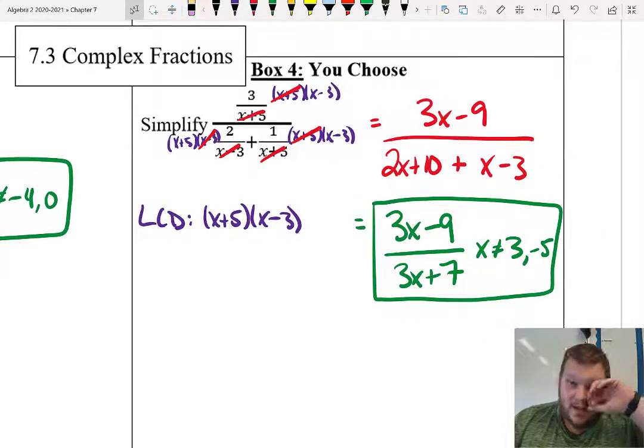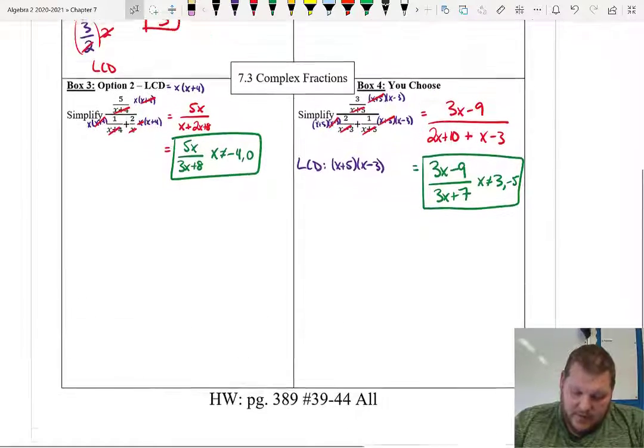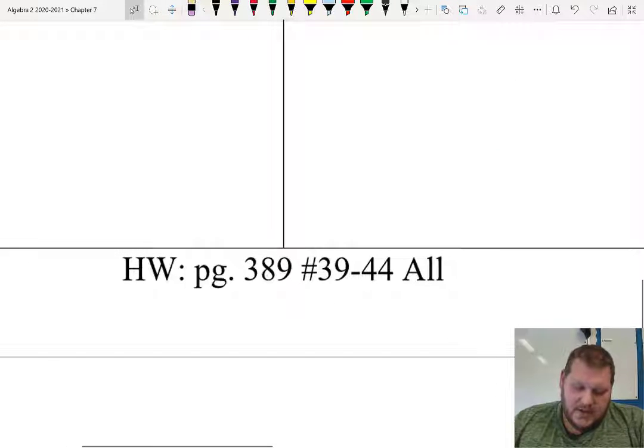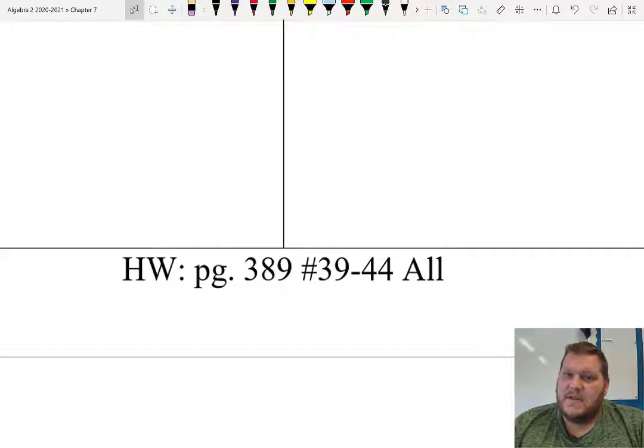All right, that's all I got for you guys for 7.3, complex fractions. So your homework down there at the bottom is page 389. We're doing 39 to 44 all, so both evens and odds, but just from 39 to 44.